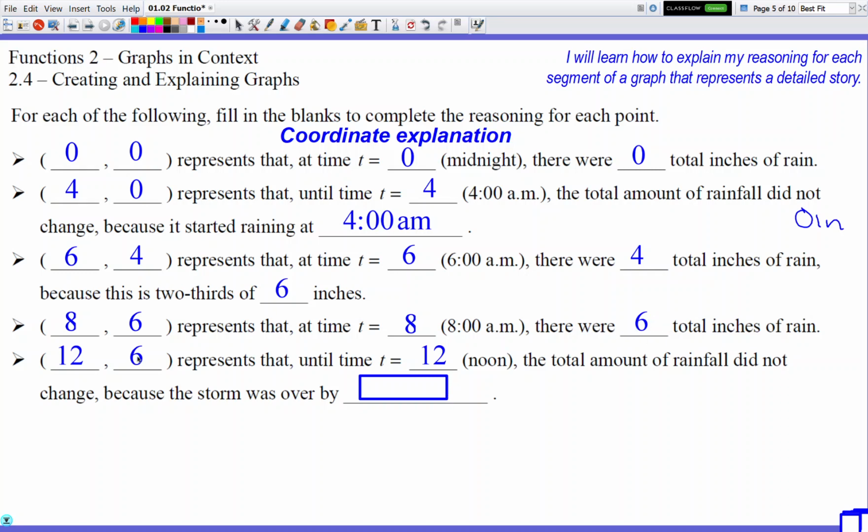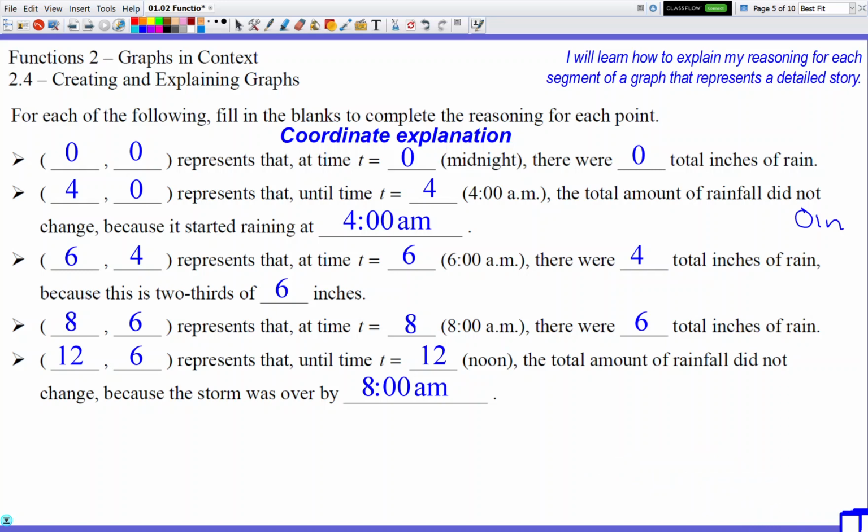And then your last one, 6 again. So why is it not changing? Why is it still 6? And it says again, the total amount of rain did not change. So that's pretty much going to imply that it was 6 before and it's still 6 right now. And it's because the storm was over by 8 a.m.